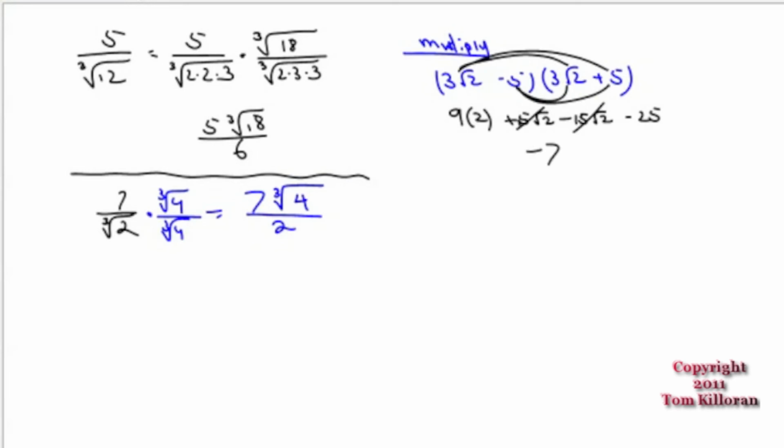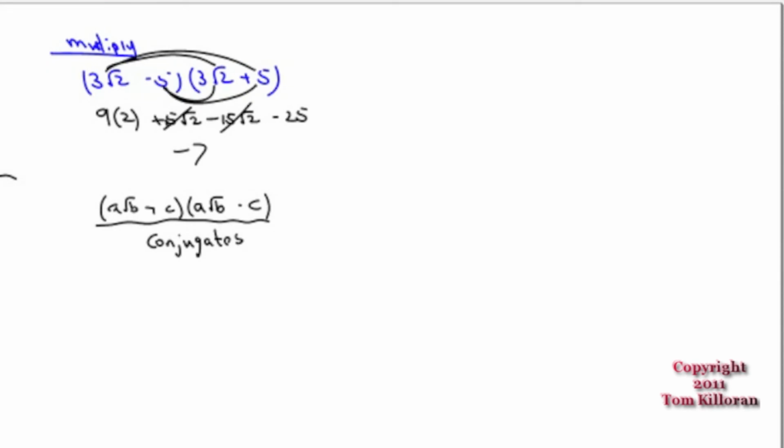These things have a special name. If we have something like a square root of b plus c and a square root of b minus c, these things are called conjugates. And what makes a conjugate is, number 1, it's a binomial, and number 2, it's off by 1 sign. Not 2, just 1. If I change both signs, it becomes a negative. But if I only change 1 sign, it becomes a conjugate. And conjugates always have this property that the 2 middle terms, the outer and the inner, will always cancel out. And what you're left with is a rational number.